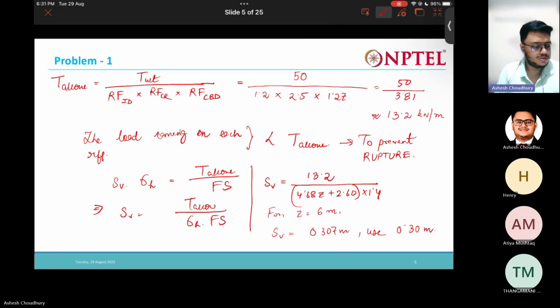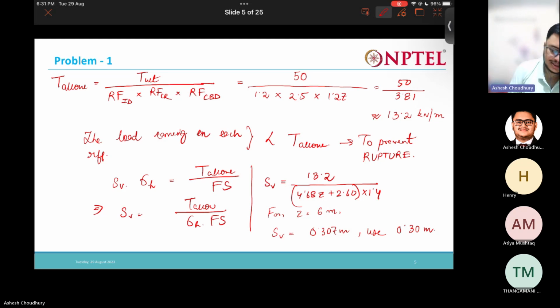So what we can do is relax the spacing. As the height of the wall reduces, as we go up, we can relax the spacing so that our design becomes more economical.